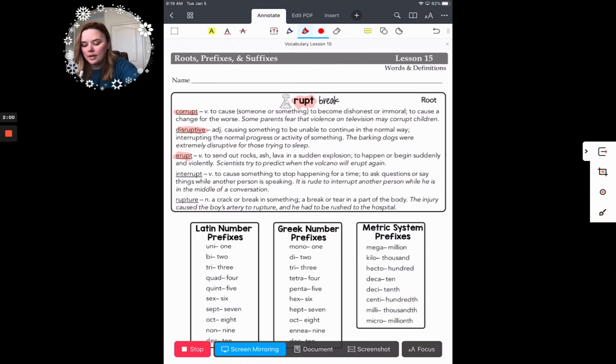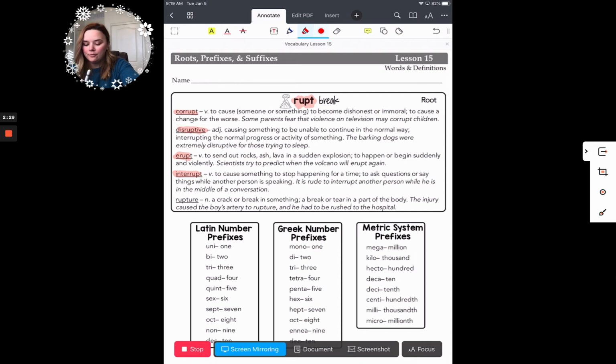And our next word is interrupt. Interrupt. To interrupt is a verb, means to cause something to stop happening for a time, or to ask questions or say things while someone else is speaking. Right? So maybe you interrupted somebody while they were talking, or an event interrupted, right? Maybe the doorbell rang and it interrupted your conversation.